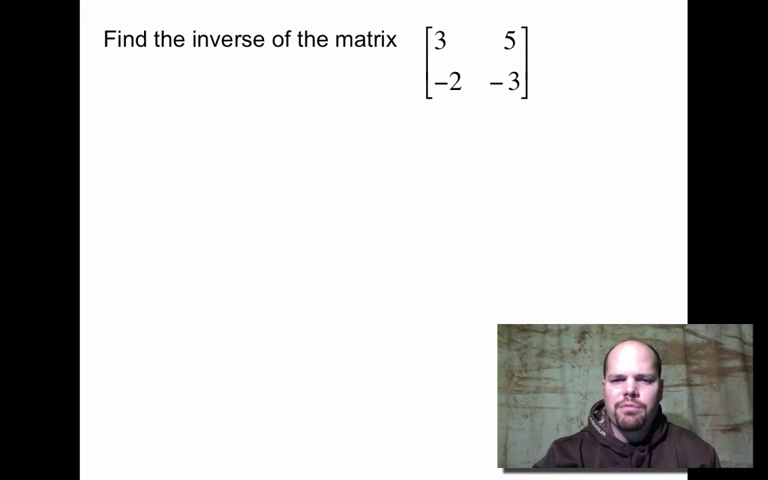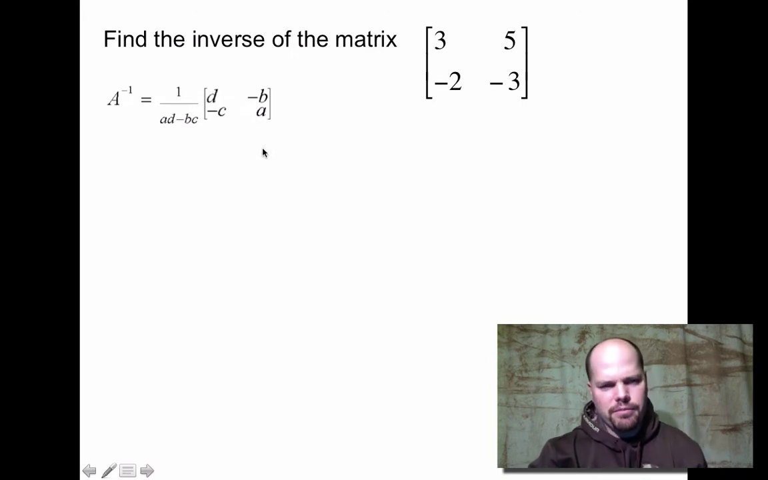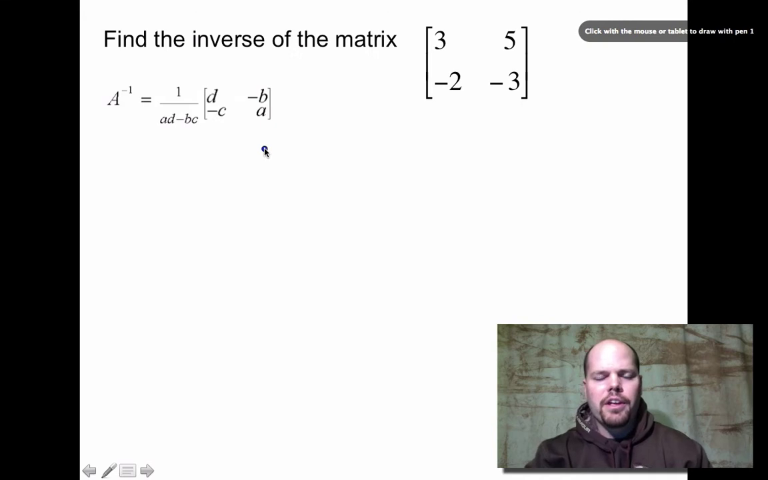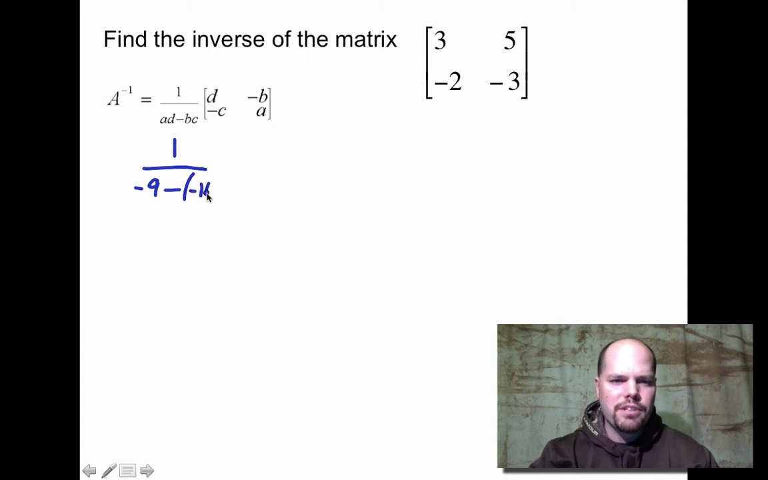Find the inverse of this 2x2 matrix: 3, 5, -2, -3. Remember the inverse is 1 over A times D minus B times C, times this 2x2 matrix. First, 1 over A times D, so that would be -9, minus B times C, so 5 times -2, which would be -10.